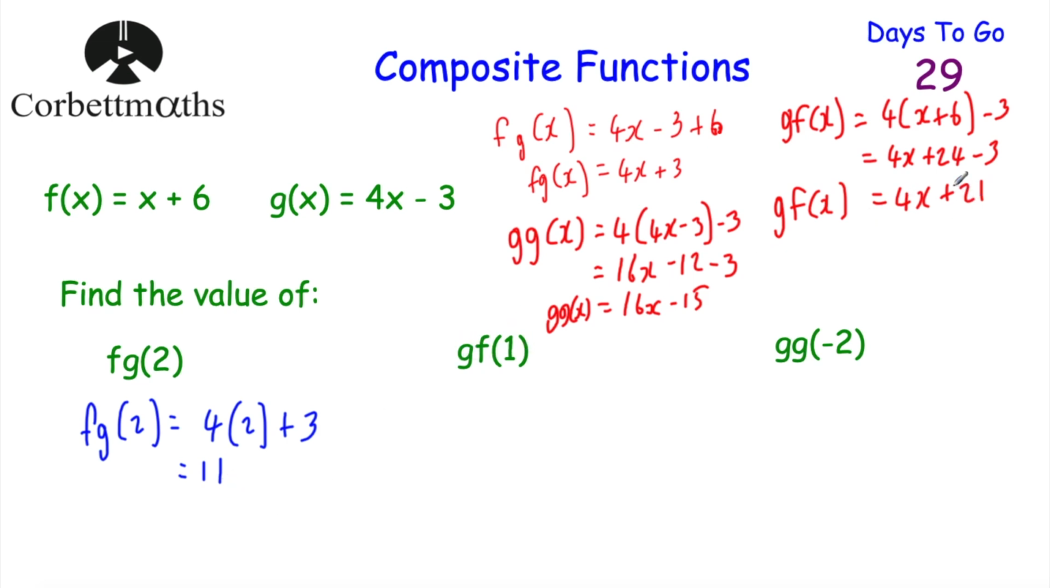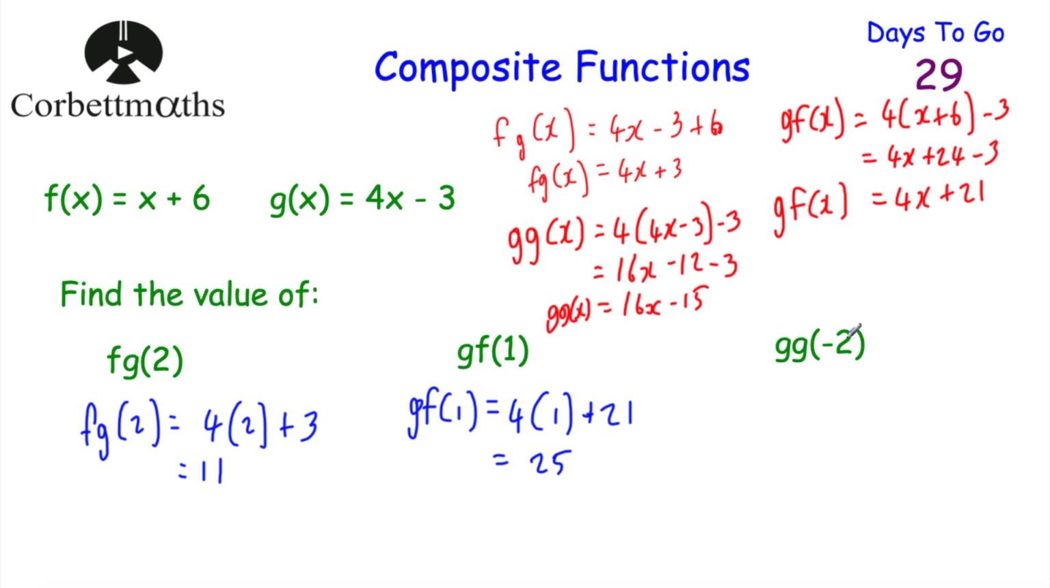So let's look at our composite function, and we're going to let x equal 1. So that means that gf of 1 would be equal to 4x, that's going to be 4 times 1 plus 21. 4 times 1 is equal to 4, plus 21 is 25. So that would be 25, and if you got that, well done.